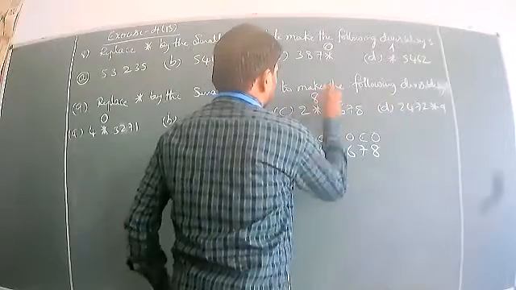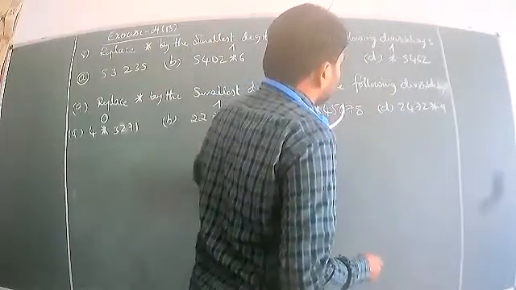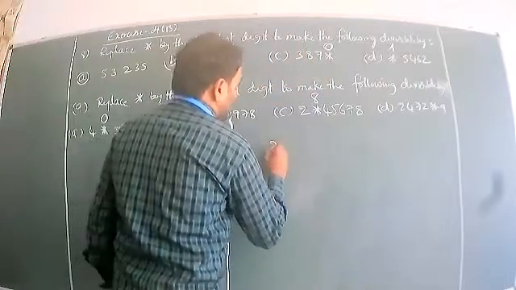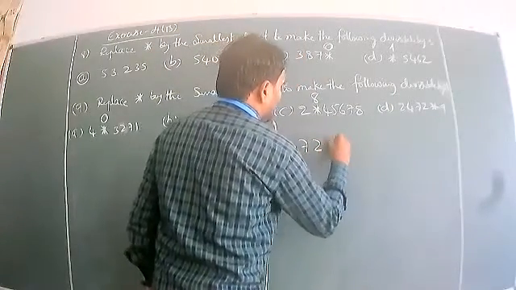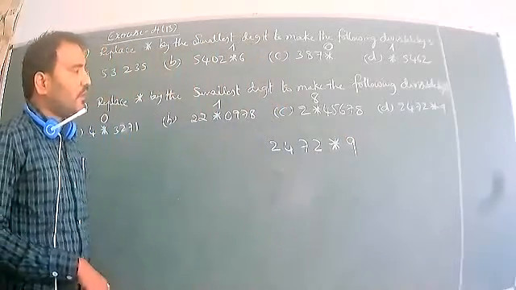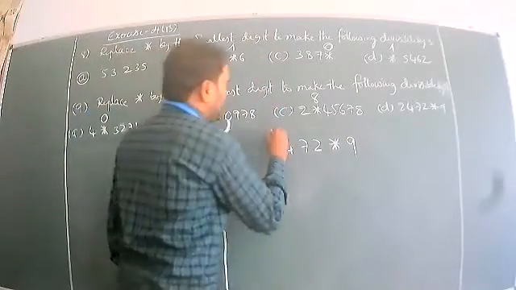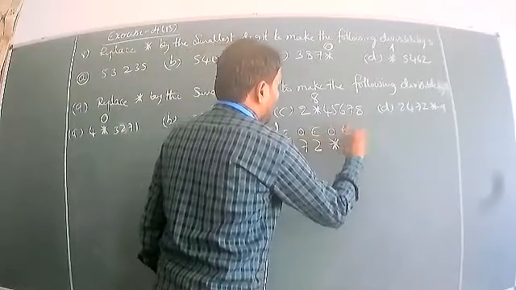We should write here 8. Now, last one question. 2, 4, 7, 2, star 9. Okay. Now, take that odd, even, odd, even, odd, even.